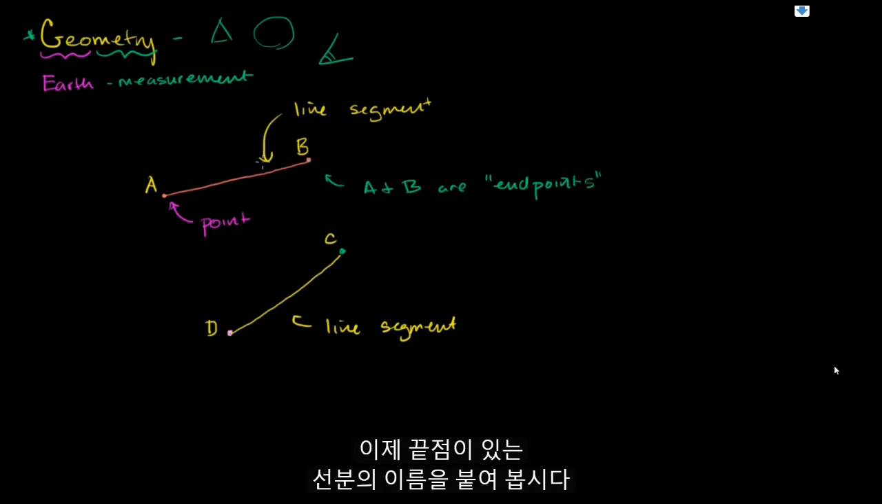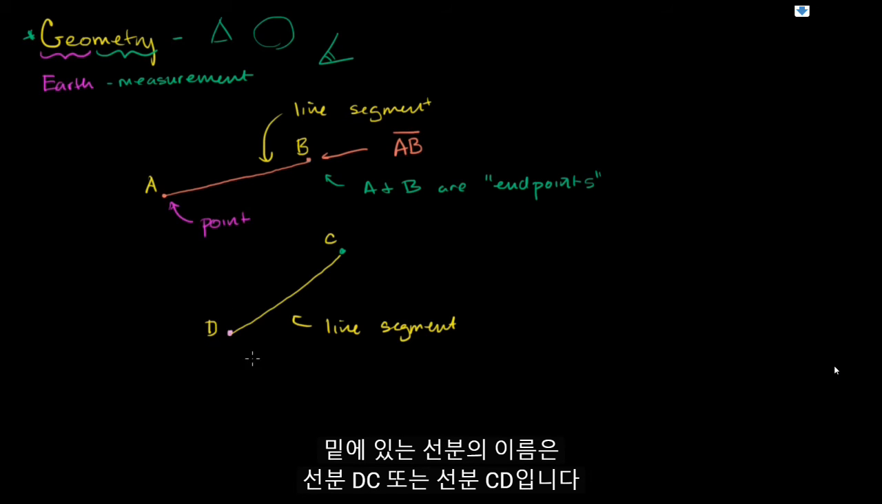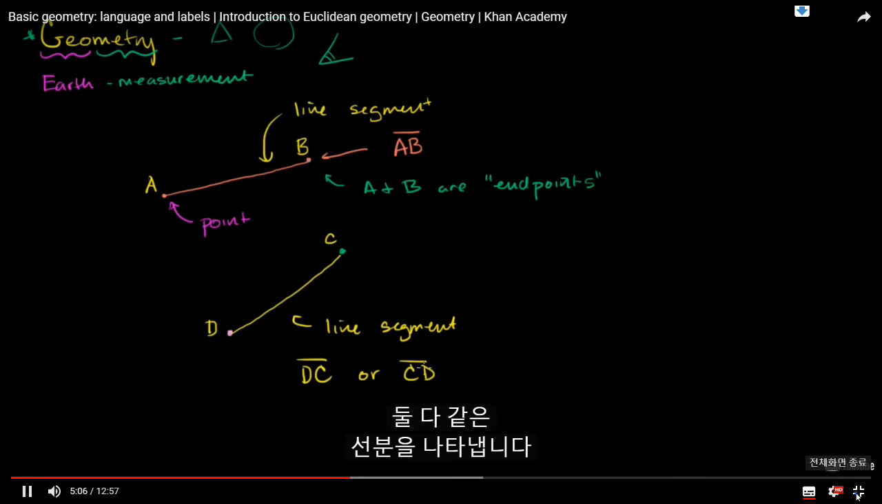And once again, we need a way to label these line segments that have the endpoints. And what's a better way to label a line segment than with its actual endpoints? So we would refer to this line segment over here. We would put its endpoints there. And to show that it's a line segment, we would draw a line over it, just like that. This line segment down here, we would write it like this. And we could have just as easily written it like this.